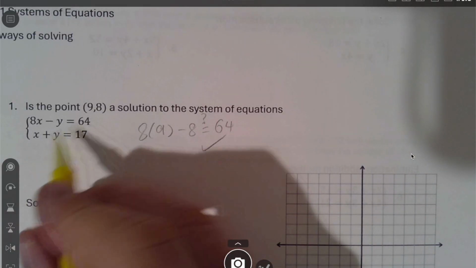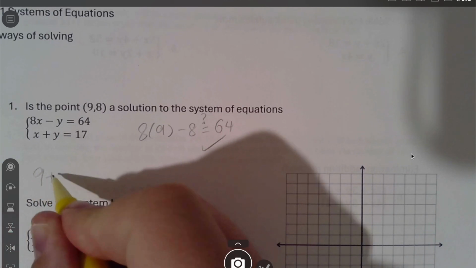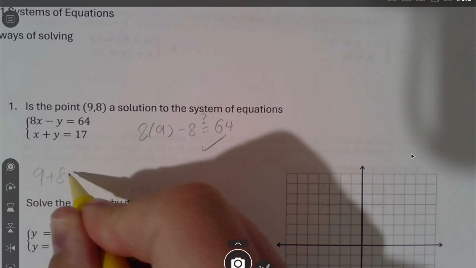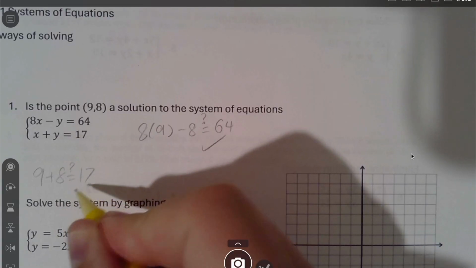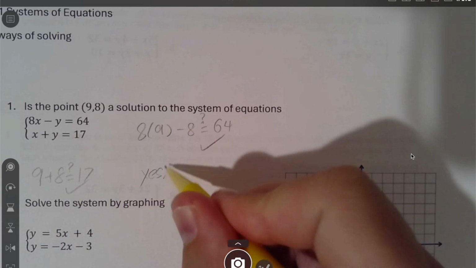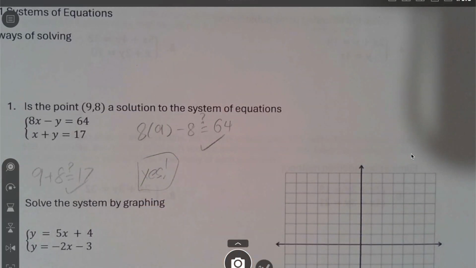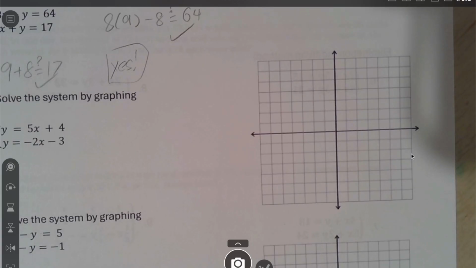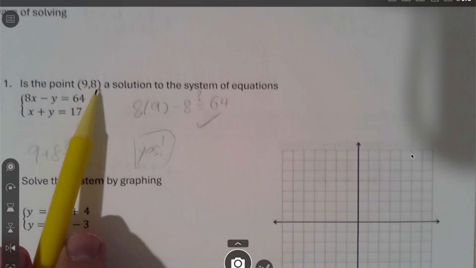Underneath, this one's a little easier to plug in. It's just 9 plus 8. Is that equal to 17? And that's true as well. And so the answer here is yes, it is a solution because it worked in both. Now, that's essentially the first thing we know about a system's solution: it has to work for both equations. But then we move to graphically solving, right? The first way is just kind of guessing and checking, or verifying.